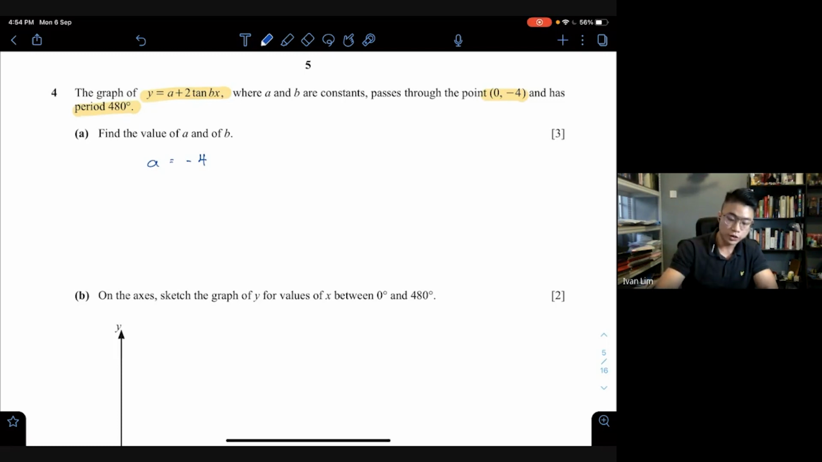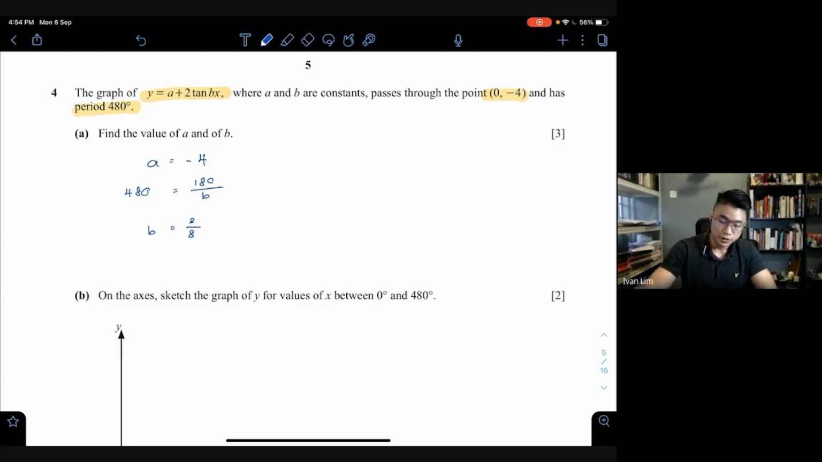So what you need to do is 480 equals 180 divided by b, because they say now the period is 480 degrees. So it will be 180 divided by the value of b. That's how we find the value of b. So b equals 3 over 8. The others all will be 360 divided by b.